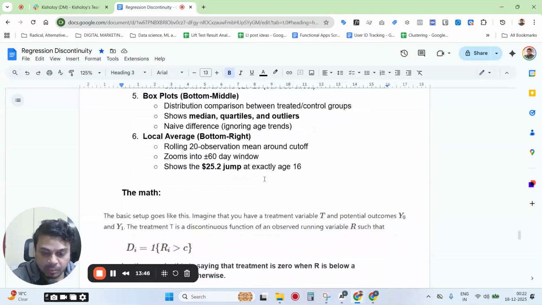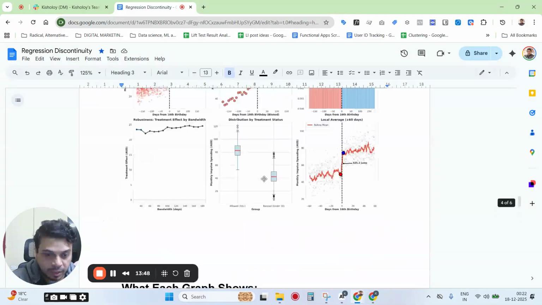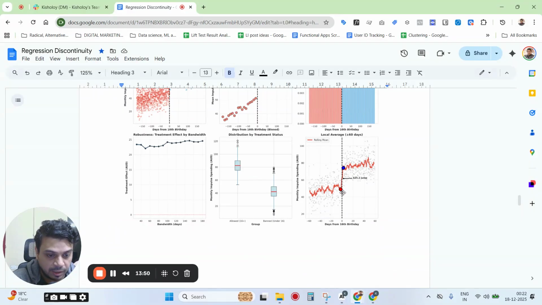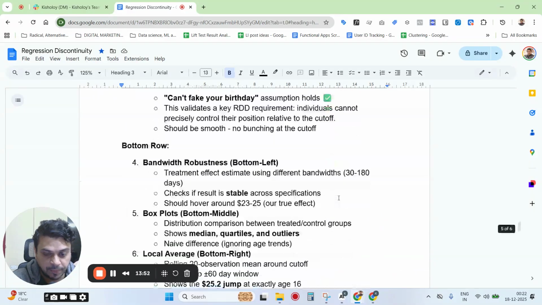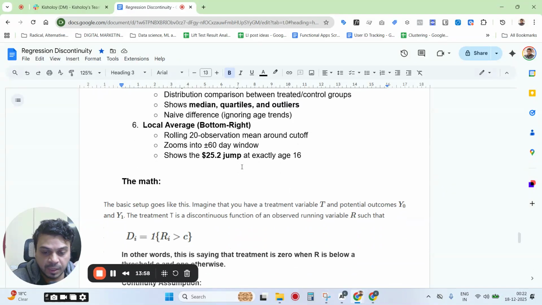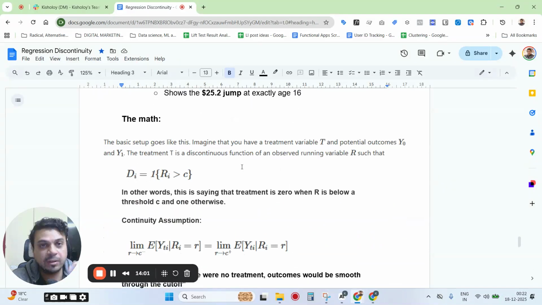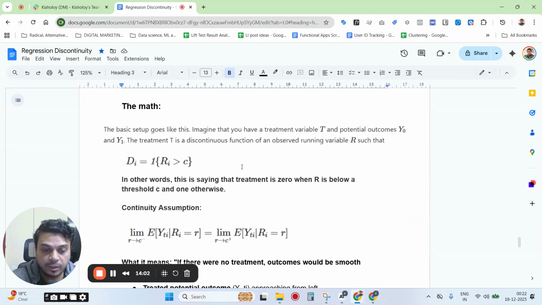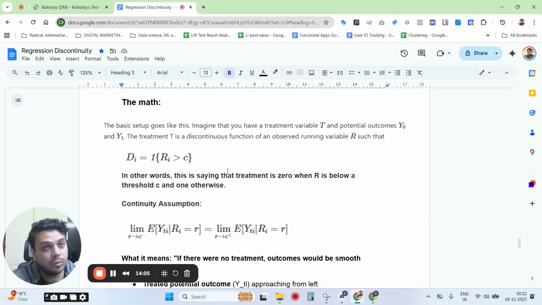So that's pretty much it, and you'll see this last one here actually shows the jump as well, like has been mentioned here. This is basically a kind of a local average, because you're taking the rolling mean. Now the question is, what the math really looks like. So this is where we jump into a little bit of math.